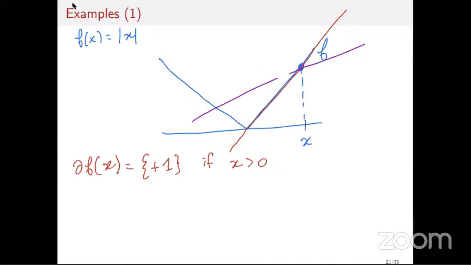And if you use a slope that is bigger than 1, so if you use something like this, then you see that this is also not going to be a lower bound on f because it's going to be above f for y bigger than x. So the only possible lower bound is to choose a slope equal to +1.